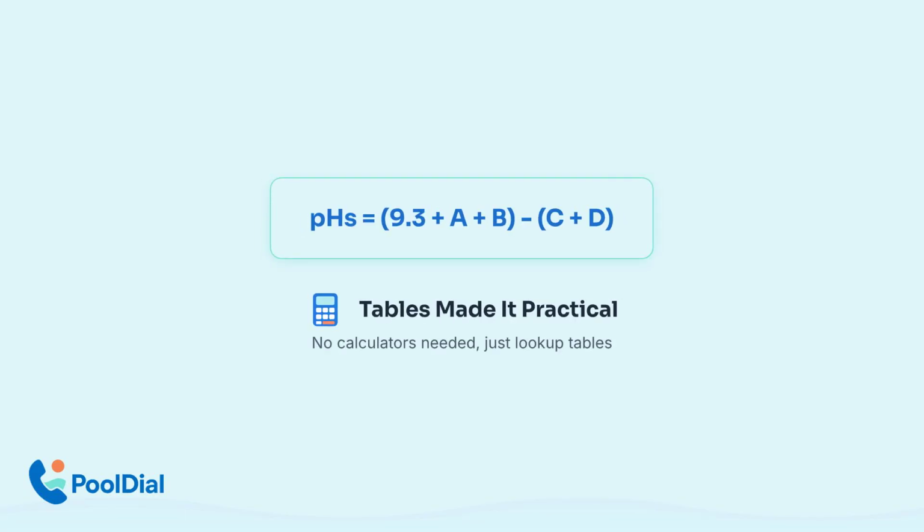Langelier knew operators wouldn't solve thermodynamic equations in the field. So he converted the math into lookup tables. Each factor gets a pre-computed value. You add them up, subtract a TDS correction, and you've got your index. No calculators needed, just tables.